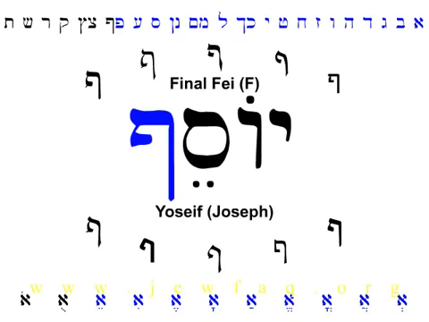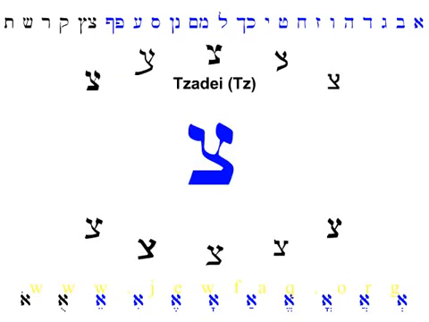Final pei is the last letter in the name Yosef, Joseph, the favorite son of our forefather Jacob. Yud, Cholam Vav, Samech, Tzere, and final pei. Yo, Safe, Yosef. Next is tzadi.